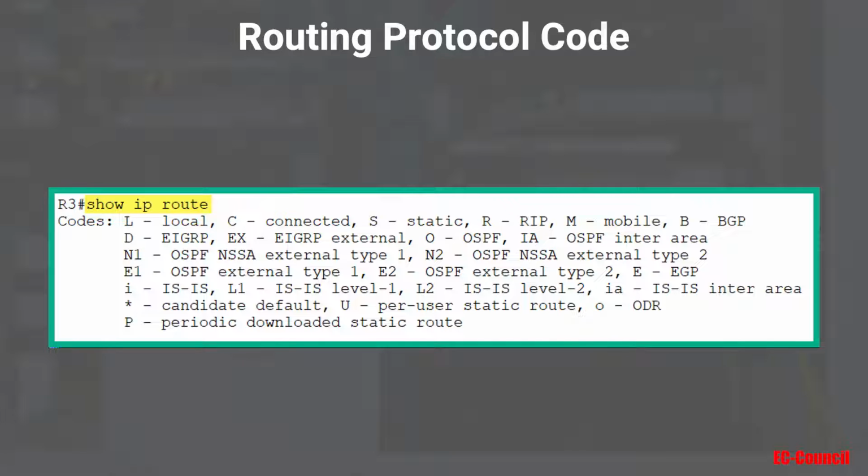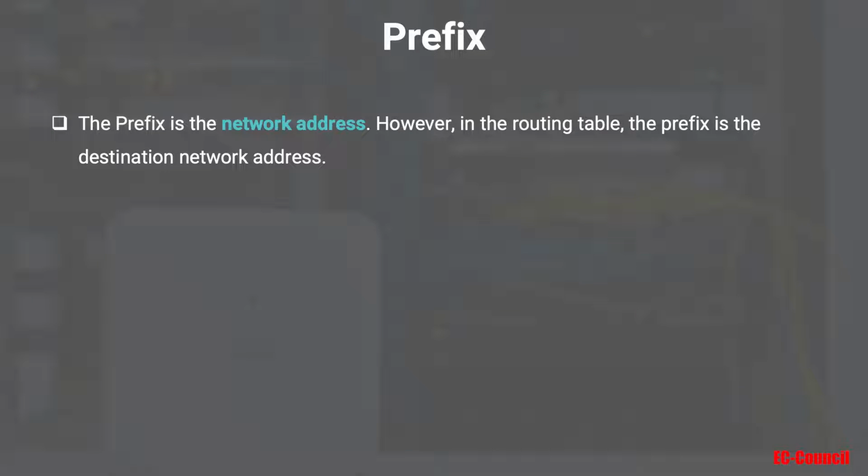How about if we see a route that has a code O? Well, O simply means this route was learned by the OSPF routing protocol, and that's how it got installed within our routing table. Within the routing table, there's a terminology known as the prefix. The prefix in the routing table is actually the network address, the actual destination network.